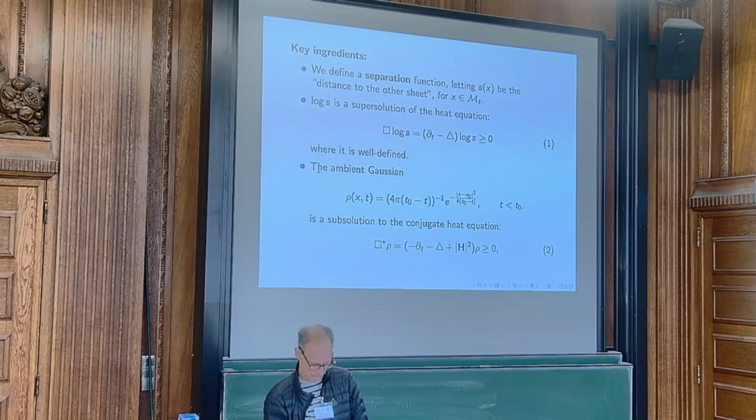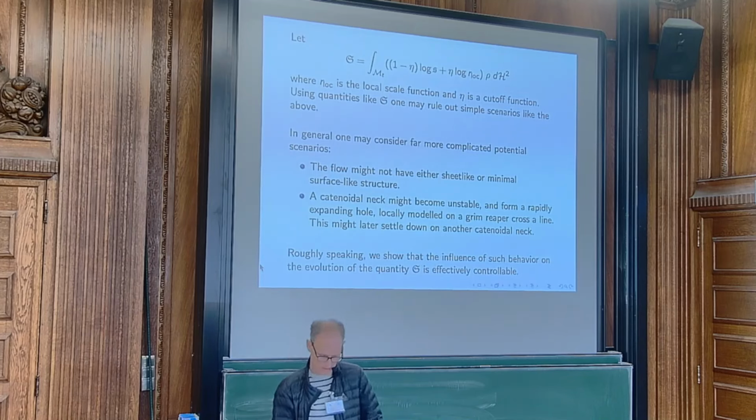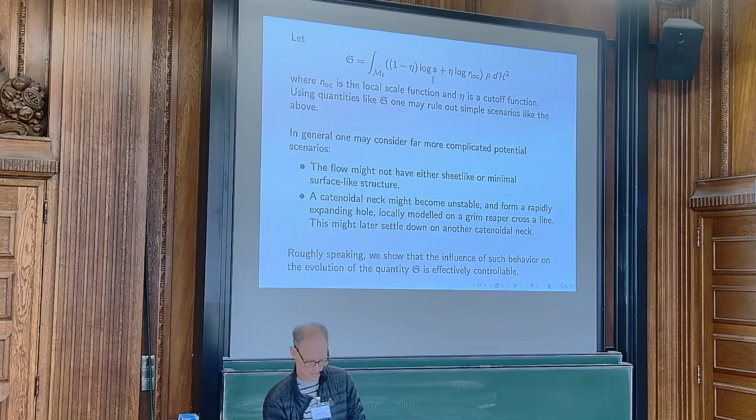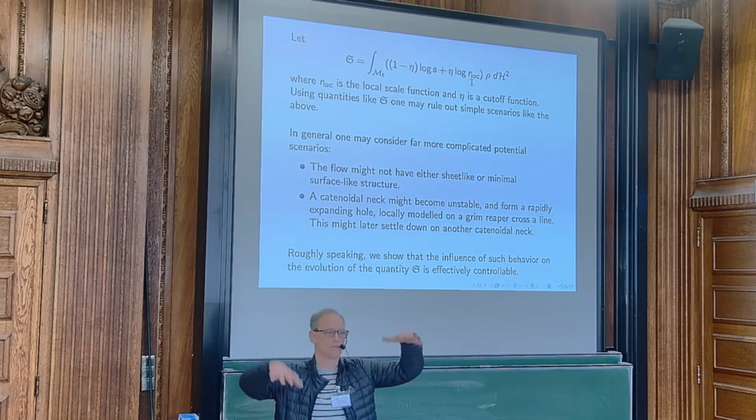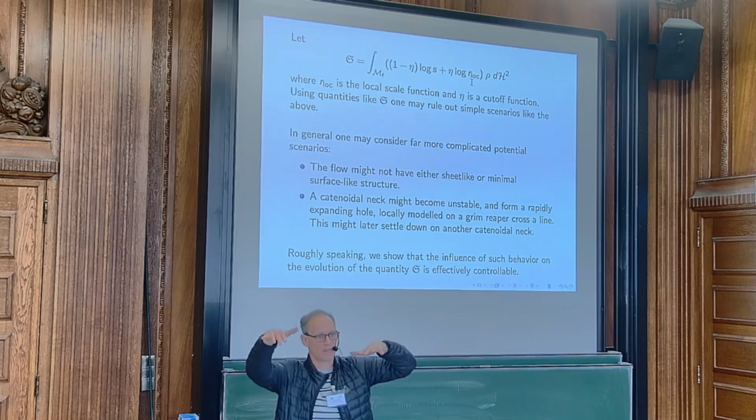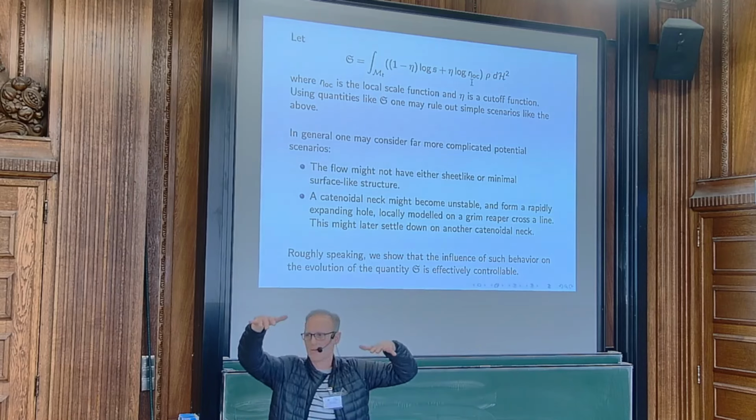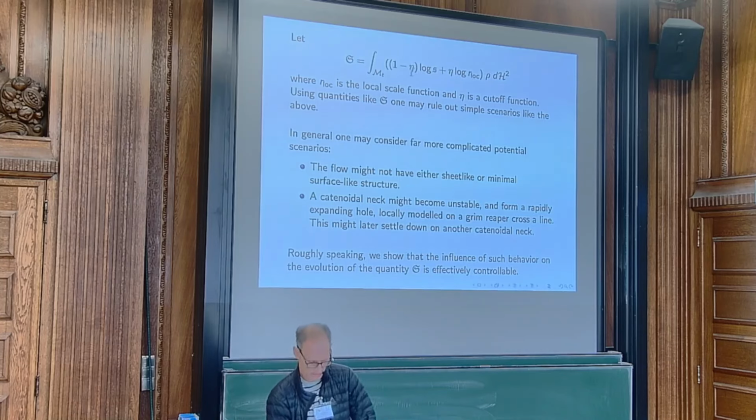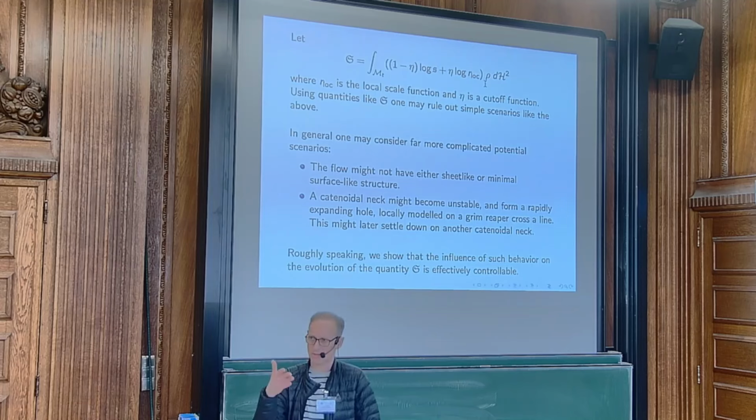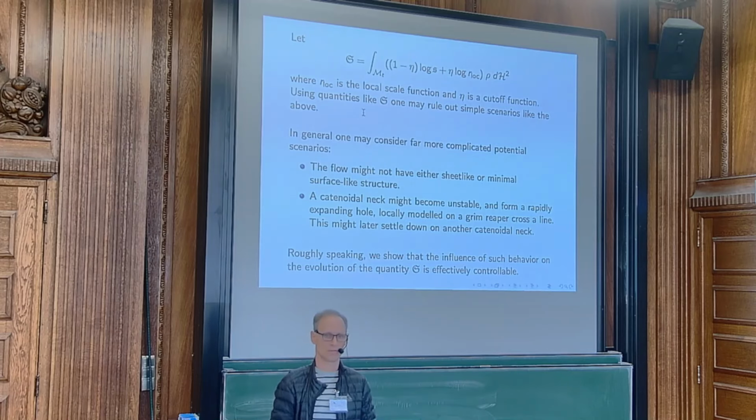And then we look at Huisken's kernel from the monotonicity formula, this ambient Gaussian. This turns out to be a subsolution to the conjugate heat equation. So we use this and we look at a quantity like this. You take the log of the separation function, which satisfies the nice equation I had before, and then you take the log of this local scale function and we blend the two together. Away from the catenoidal neck we use the log of the separation function, and near the catenoidal neck we use the log of the scale. We blend them together using this eta, which is a cutoff function, and we integrate that against the Huisken kernel. And so just doing a straightforward calculation, using this quantity, you can rule out the scenarios that I was talking about.